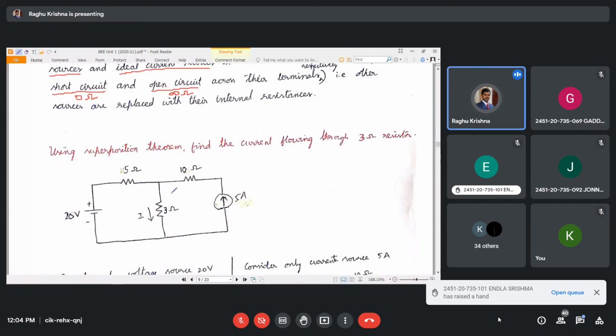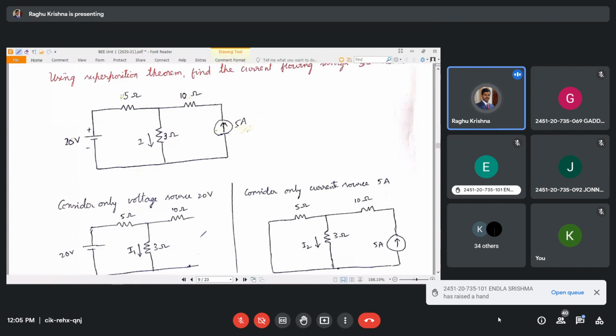So using superposition theorem, find the current flowing through 3 ohm resistor. So this is the 3 ohm resistor. We have to find the current flowing through this 3 ohm resistor using superposition theorem. So first, let us consider only the voltage source 20 volts. If you consider the voltage source 20, we have to replace the other sources with their internal resistance.